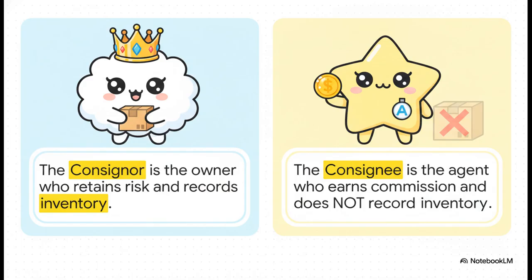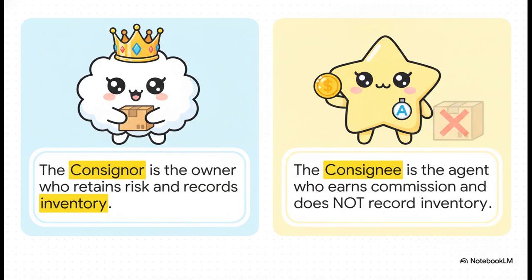Take a deep breath, maybe stretch your arms a bit, because it is time for the boss battle. This specific scenario trips up so many diploma students, but we are going to make it crystal clear. Let's look at the difference between a consignor and a consignee. The consignor is the real owner. They retain the risks and rewards, and they record the unsold items as their own inventory.